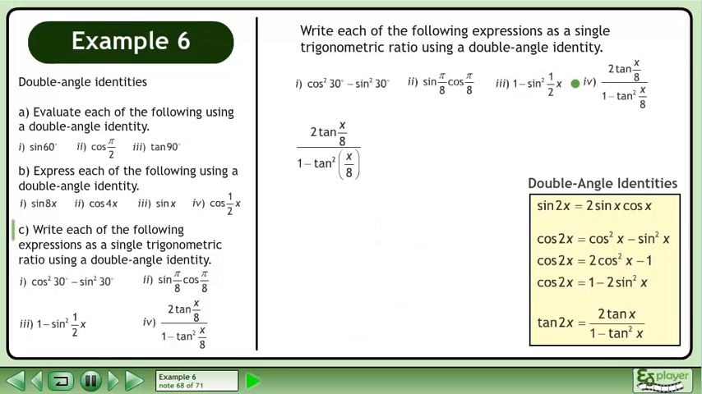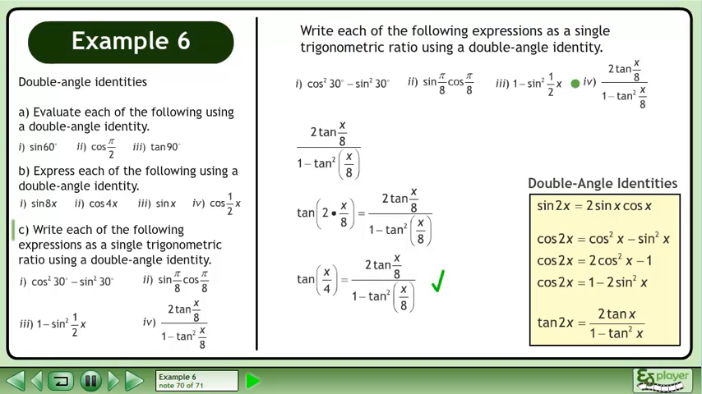In question 4, express 2 tan x over 8 over 1 minus tan squared x over 8 as a single trigonometric ratio. Plug x over 8 into the left side of the equation. This gives us tan x over 4 equals 2 tan x over 8 over 1 minus tan squared x over 8. We can express the original expression as a single trigonometric ratio tan x over 4.